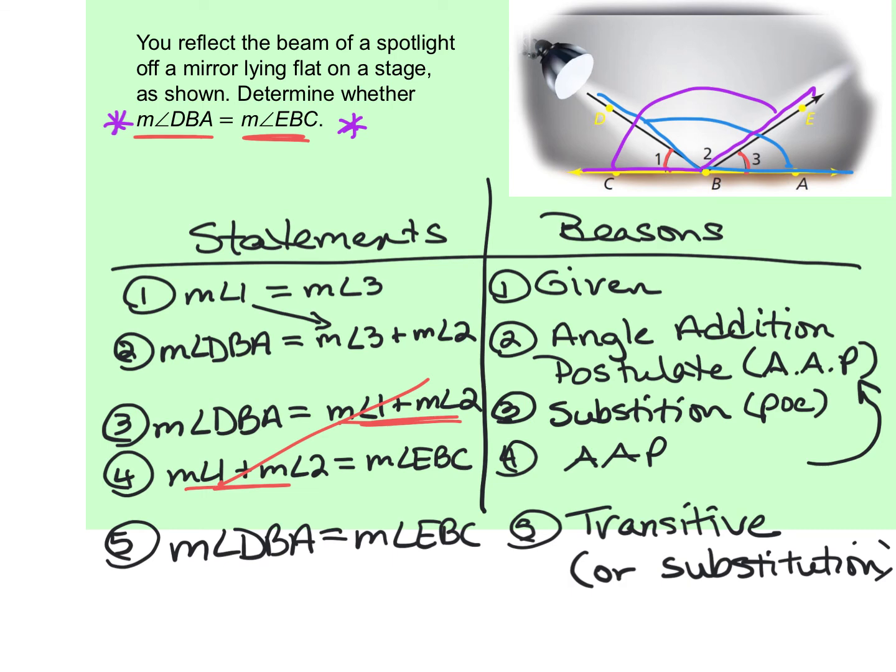So again, as we're doing this, anything that we've learned is fair game as reasons in your proof. So when we get to chapter 10, you can use anything you learn in chapter 1 as a reason in a proof in chapter 10.